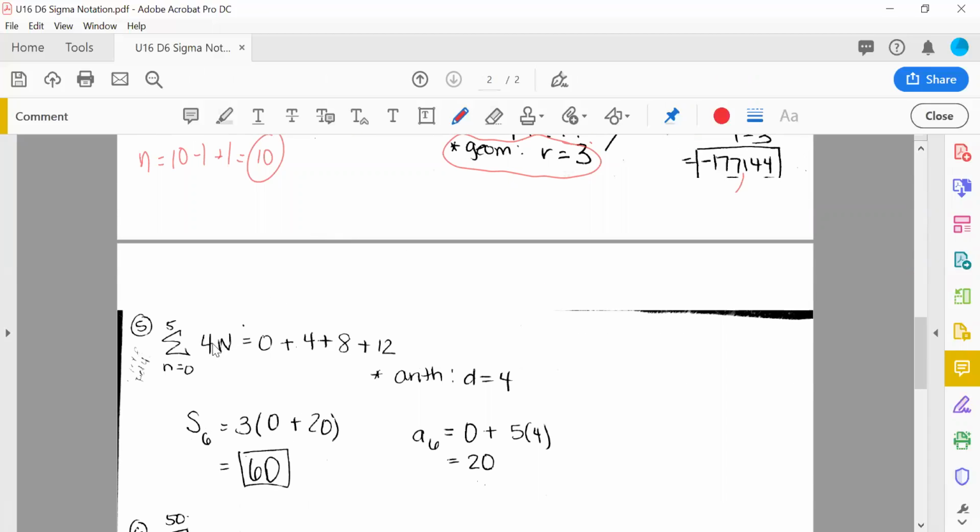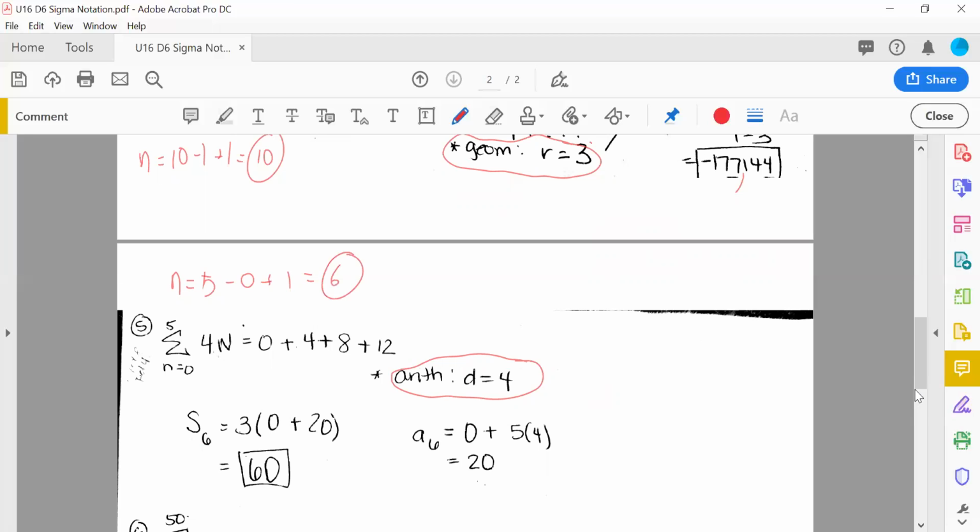Oh yeah. Number 5, 4n. Hey, there's no variable in the exponent, so no exponents there. It's arithmetic. How do you find D? Help yourself. Find the first few terms. Notice that 0 is the first term here. So 0, and then plus 4, plus 8, plus 12. So D is 4. So to find the sum, now hold on a second here. How do you find n? n equals 5 minus 0, but plus 1.